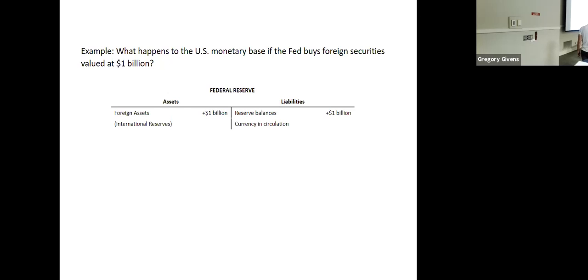In this case, we're going to assume that it directly increases the volume of bank reserves, and so the monetary base is then going to go up by $1 billion. So just like an open market purchase of a Treasury security raises bank reserves and therefore raises the monetary base, this foreign exchange intervention does exactly the same.